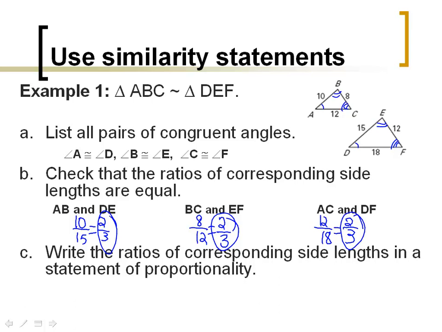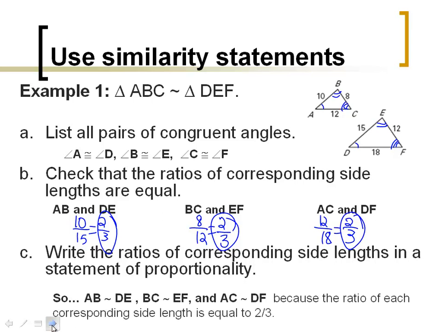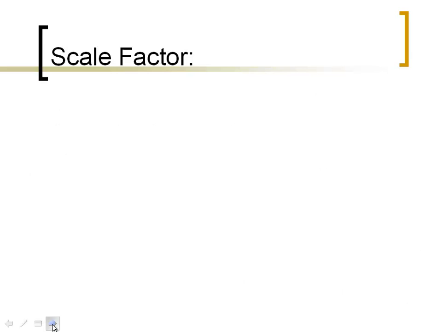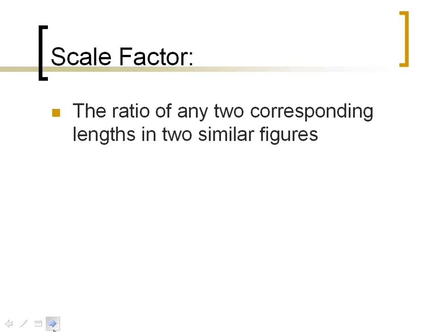So C, write the ratios of corresponding side lengths in a statement of proportionality. So we'd say segment AB over DE, BC over EF, and AC over DF, because the ratio of each corresponding side length is equal to 2/3. So our scale factor here, this is just the ratio of any two corresponding lengths in two similar figures. So that's really what we just found. We just found 2/3 for the problem we just did. 2/3 would actually be your scale factor here.